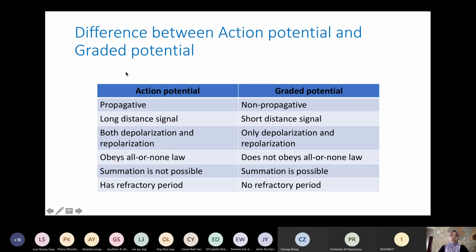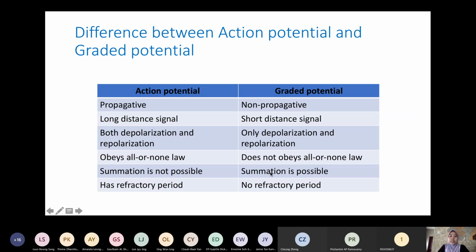Here is for you to compare. We have a difference between the action potentials and graded potentials. So action potential is the one that occurs. Graded potential is below or sub-threshold. So the action potential is propagative. It can propagate to the neighboring axon, but the graded potential is non-propagative. So the action potential is a long distance signal, so it can travel a long distance, and the graded potential is only a short distance signal. Okay, action potential has both depolarizing and repolarizing, while this one will only have depolarizing or only repolarizing. Right? This one will obey the all or none law, and this one does not obey the all or none law.